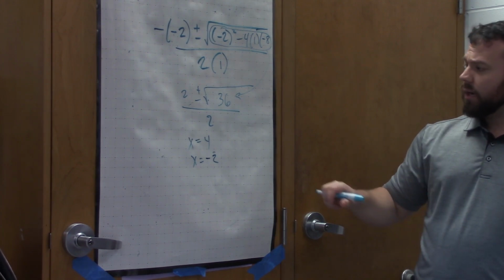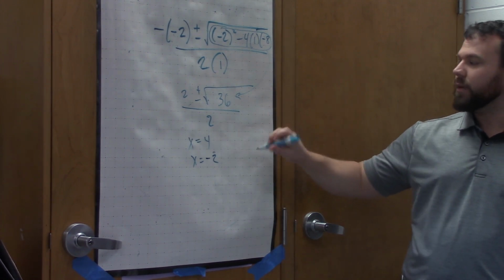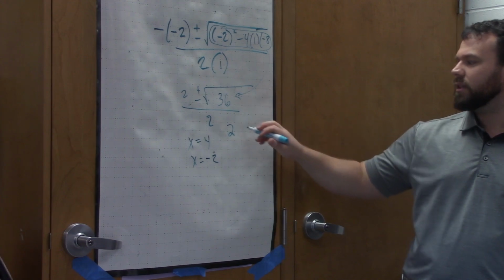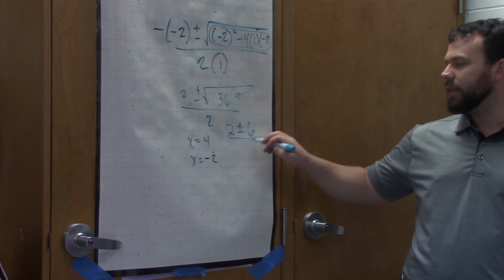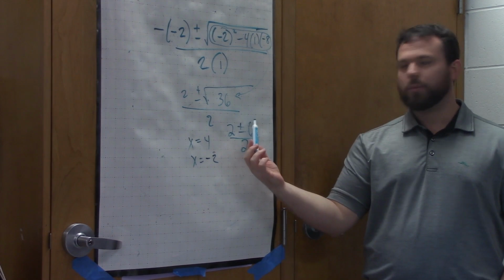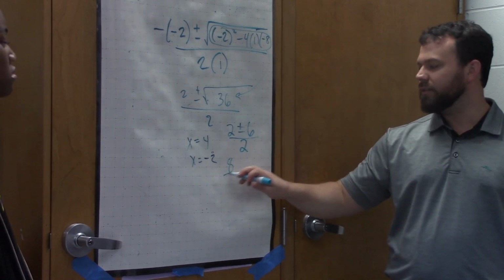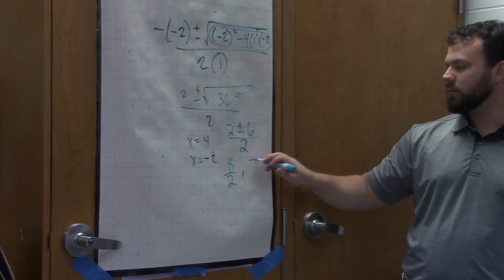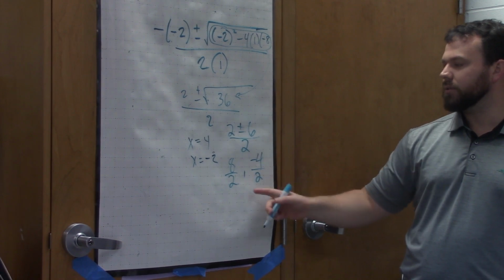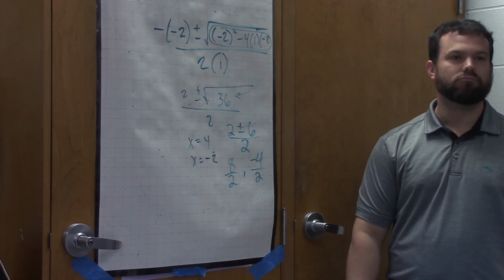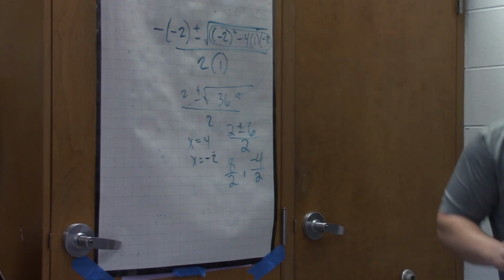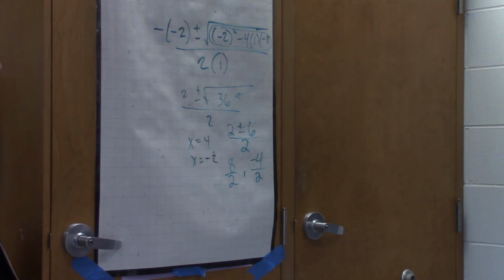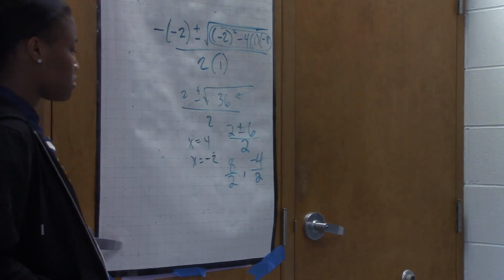Now, we did skip a couple steps that I do recommend. What is the square root of 36 again? 6. So I would have written that out separately. But what is 2 plus 6? 8. And what's 8 divided by 2? 4. And what's 2 minus 6? -4. And what's -4 divided by 2? -2. Right? Okay? So different method, but is that the same story? Yes? Okay, so last, not completely last.